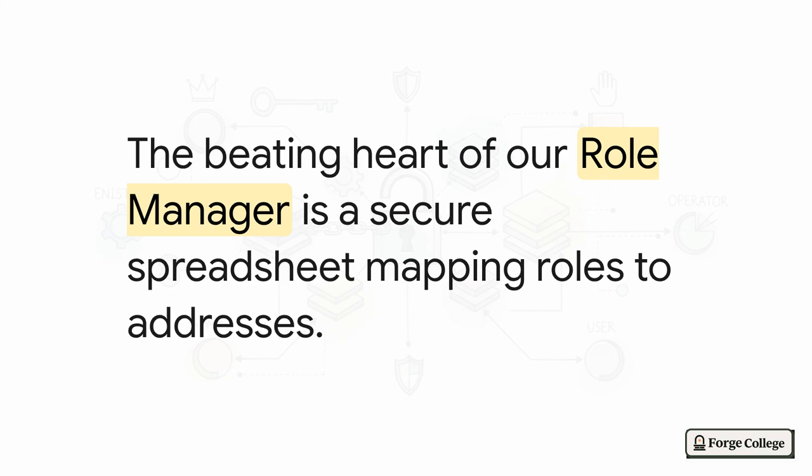The first column is the bytes32 role identifier, which, by the way, is just a keccak256 hash of a string like, say, operator. The second column is the specific wallet address. And then that final cell simply contains a Boolean, true or false. True, they have the keycard. False, they don't. It's beautifully simple, it's incredibly gas efficient, and it's perfectly secure.